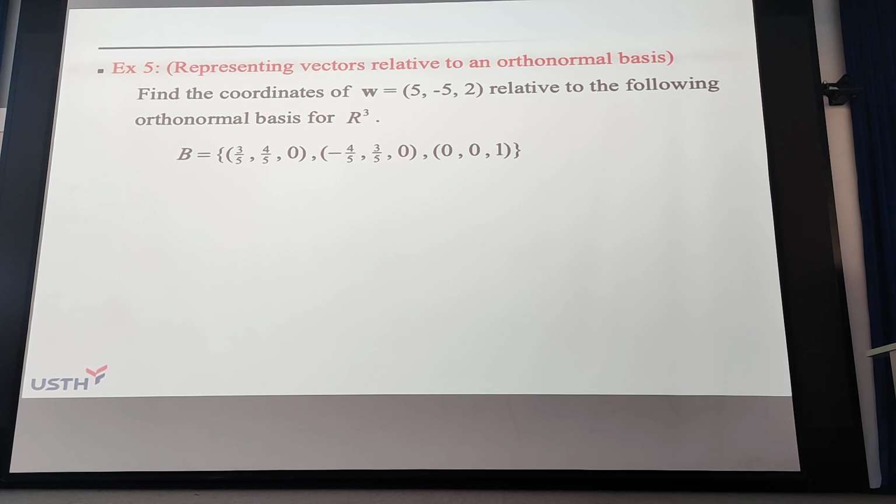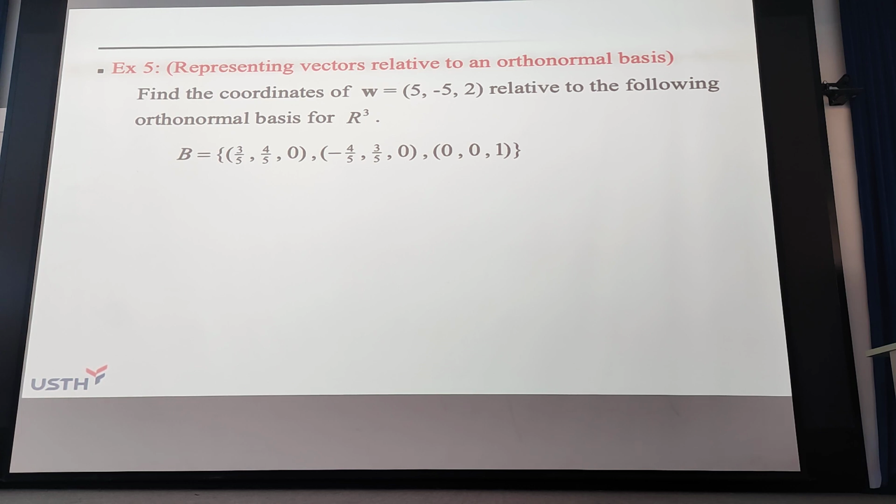Now, here are some examples. You are required to find the coordinate of that vector, which is some point in R3, in space. And you need to find the coordinate of that relative to the following basis. So, first one, they are a basis. Second one, they are an orthonormal basis. You can verify it by using the dot product.